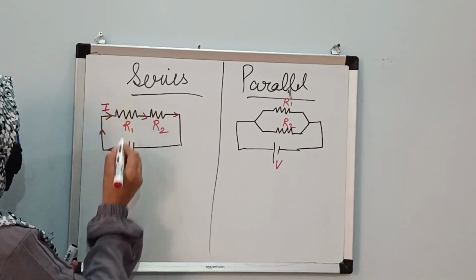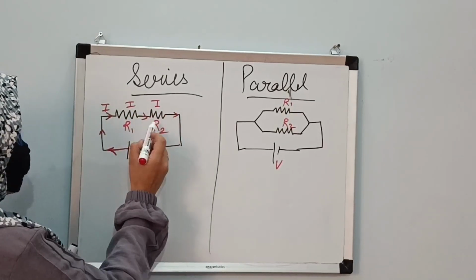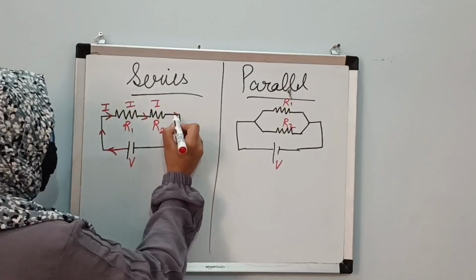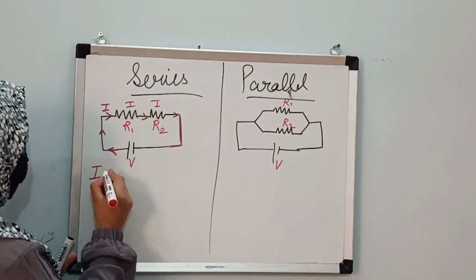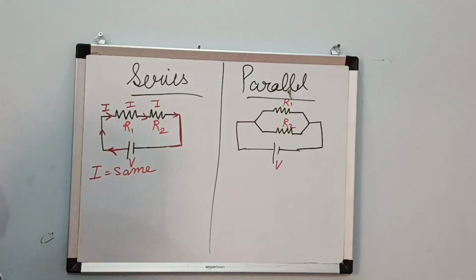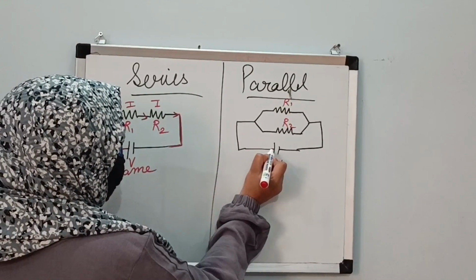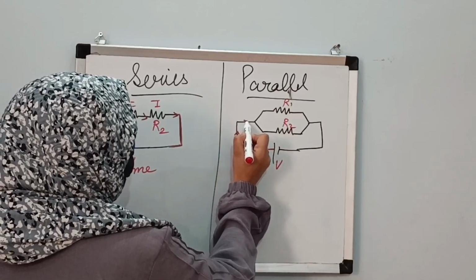So current I will flow here, same current I will flow through this resistor also, isn't it? So here what you can say that in this type of connection I is same. All right, now let's take out current from here. Current will move from here to here.